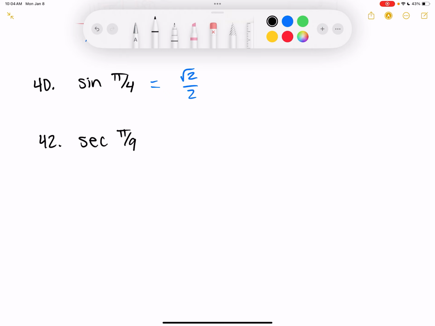But in this case, pi over 9 is not a known value. It's not something we know off the unit circle, so I'm going to put it in my calculator as 1 over the cosine of pi over 9. Now, before you do that, I'm going to teach you something very important about your calculator.